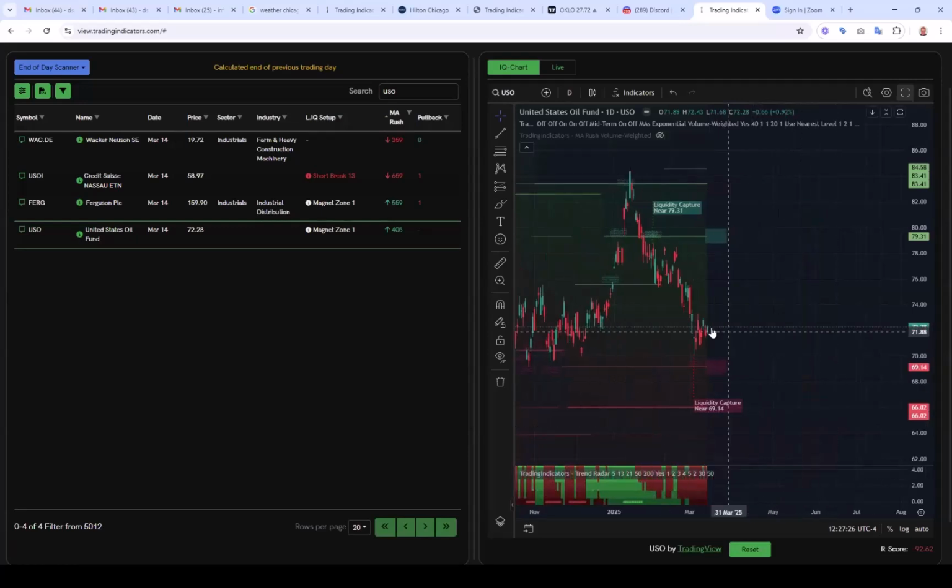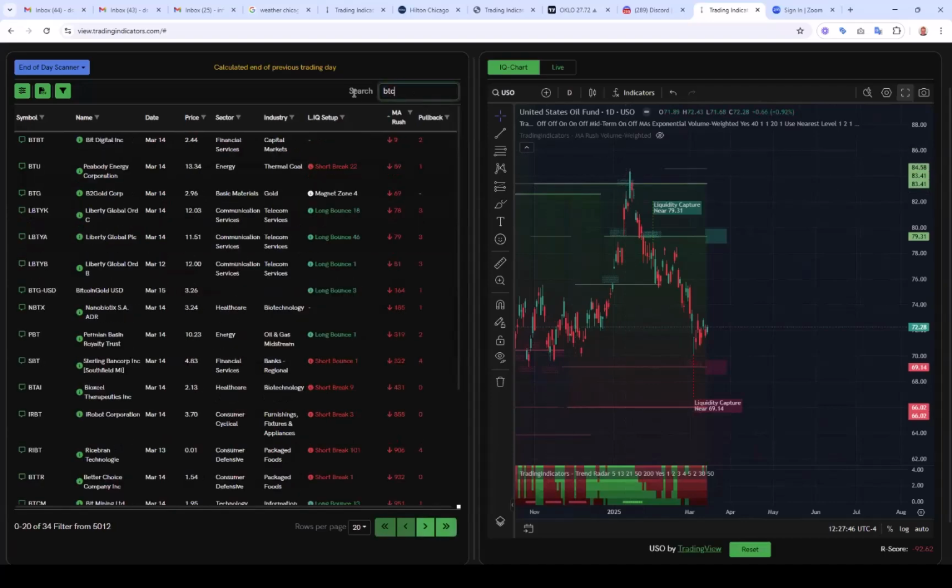But if we see another pullback towards this level, one may consider a bounce off it, as we've seen before. Or if we break it, this would be our next stop here at 66, and a bounce may happen from that level. But overall, we are caught in this rather broad sideways channel in gold and oil. Okay, so one more thing.